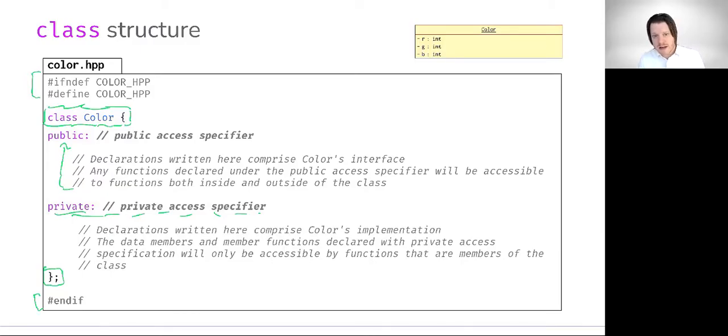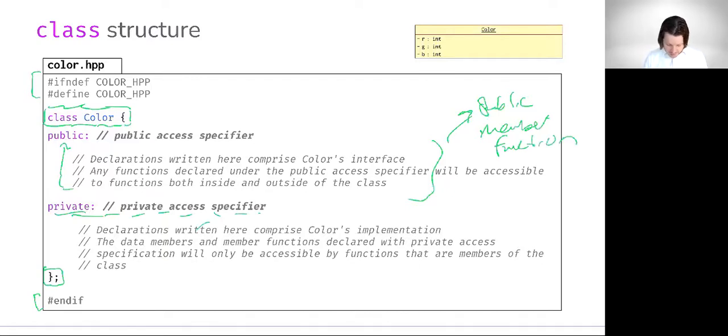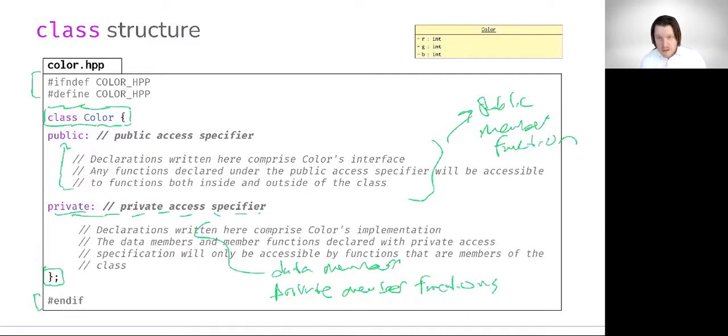So key thing to keep in mind here is you'll see public member functions here, and they will comprise the interface to objects of this type. Under private, you'll see data members as well as private member functions that are used or leveraged by the public member functions in their implementation.